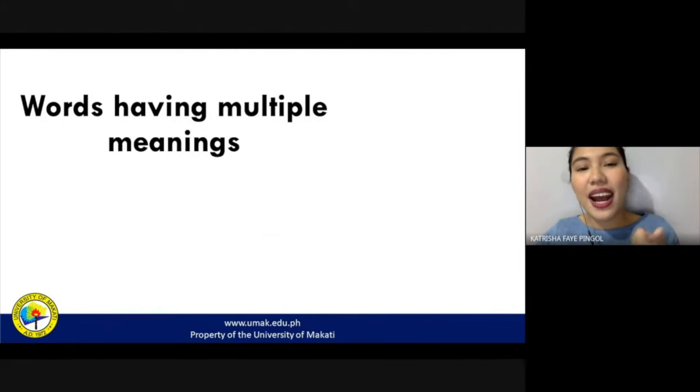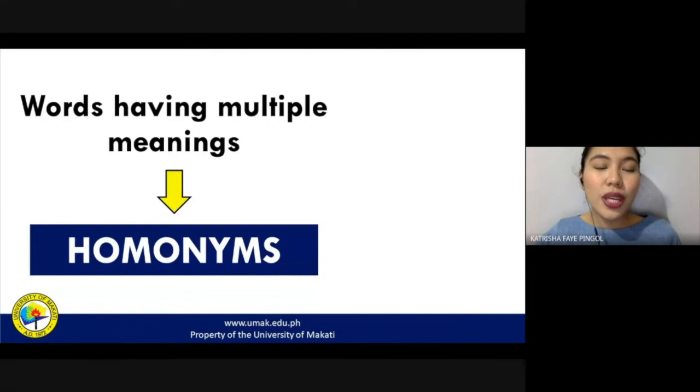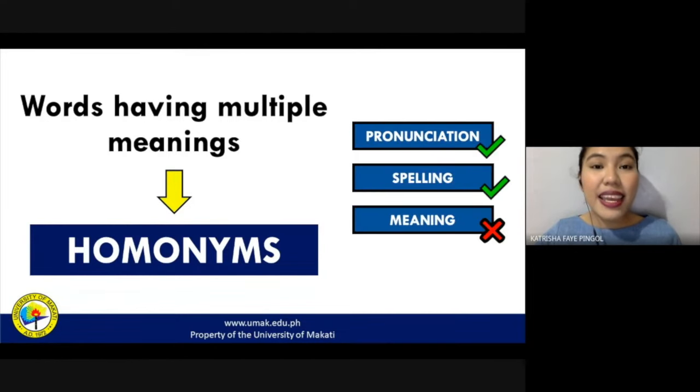If a while ago they have different sounds, okay, same spelling but different sounds, this time we have words that have the same spelling, same sound, however, multiple meanings. So depending on the context of the sentence, they could have different meanings. And these words are what we refer to as homonyms. Again, they have the same pronunciation, they sound the same, they share the same spelling, they contain the same letters, but the meaning of these words would vary depending on the context of the sentence where you used it.